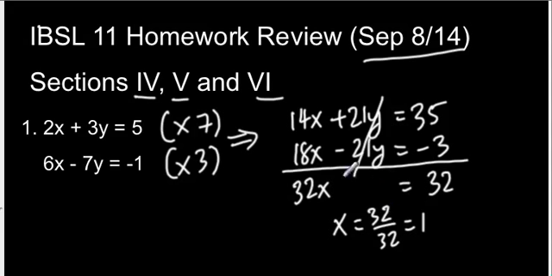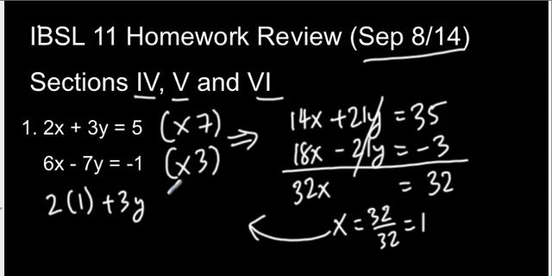So we just found x, now we need to find y. In order to do that, we just have to sub it back into any of the equations. I'm just going to choose the first one. So since we know x, it's 2 times 1 plus 3 times y is equal to 5. So in other words, it's 2 plus 3y is equal to 5.